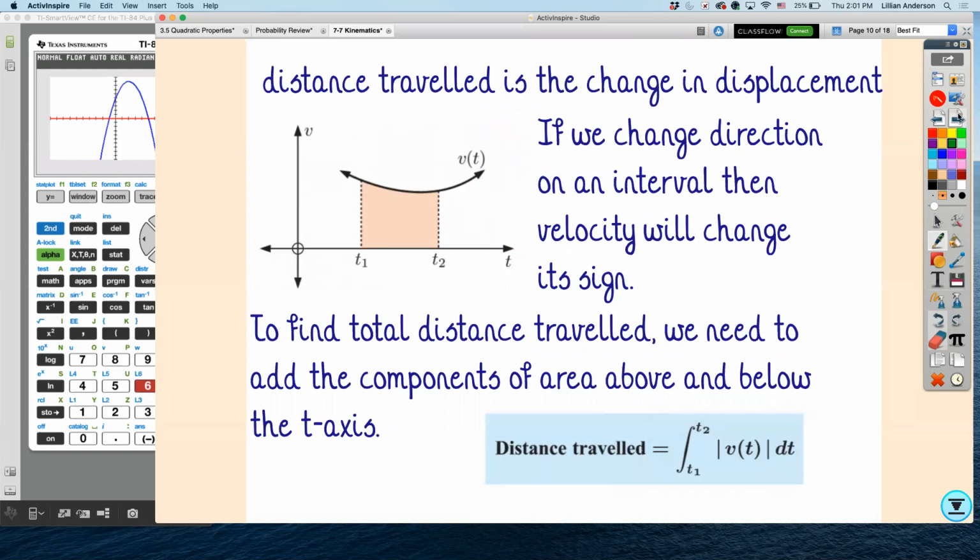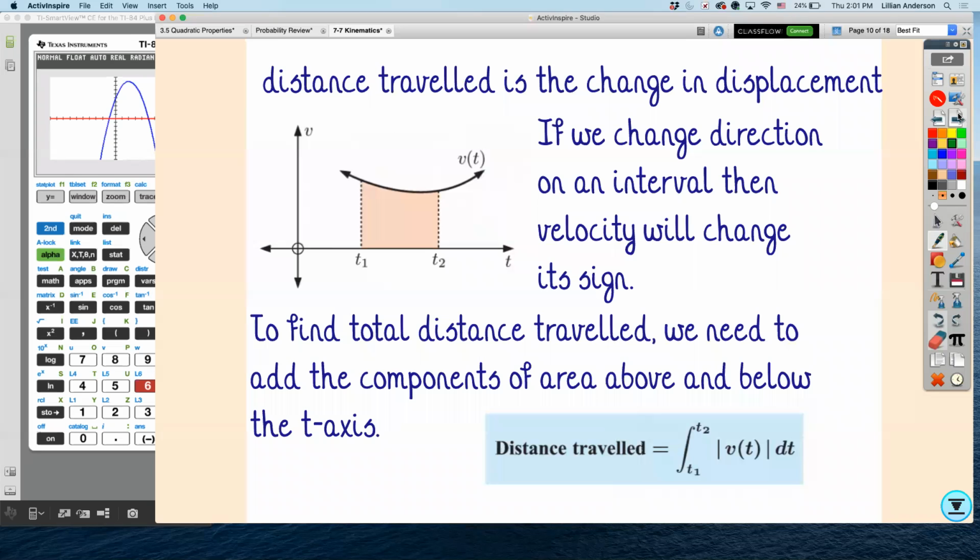There's also this concept of the total distance that an object has traveled over time, okay? Is your change in displacement your total distance traveled? If we change direction on an interval, the velocity will change its sign, and in a sense affect the distance that we travel as well.